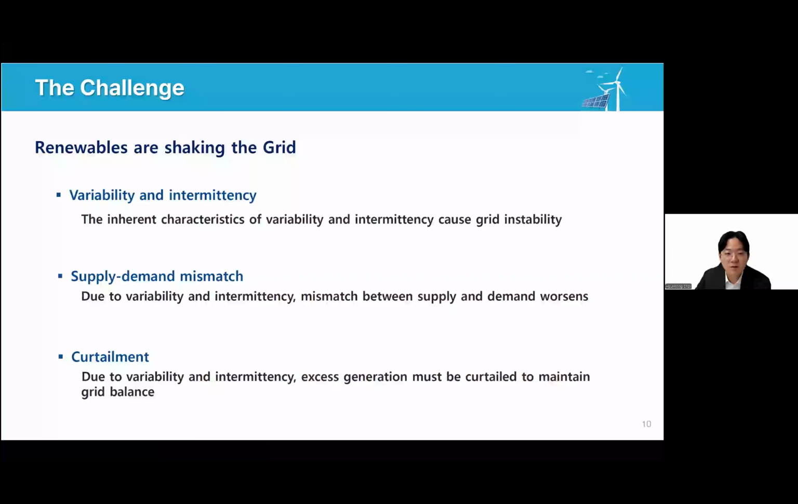As I mentioned earlier, renewables are shaking the grid. This can be explained in three topics: variability and intermittency, supply-demand mismatch, and curtailment. One thing to note is that variability and intermittency are the inherent characteristics of the new renewables, and supply-demand mismatch and curtailment are corresponding results of these characteristics in the grid.